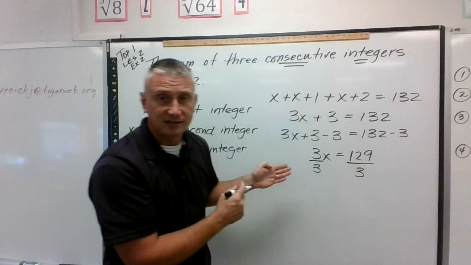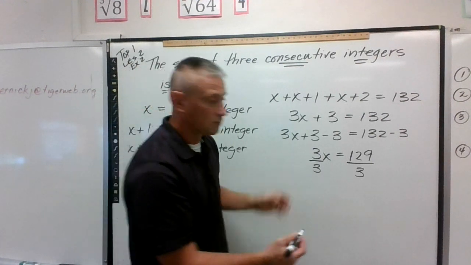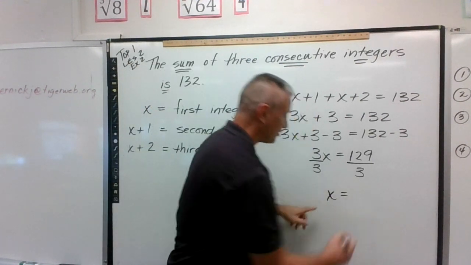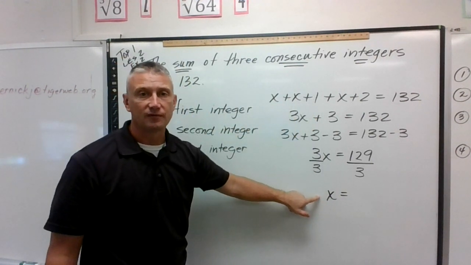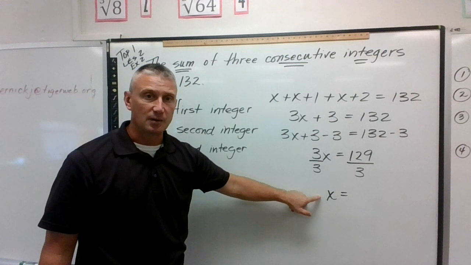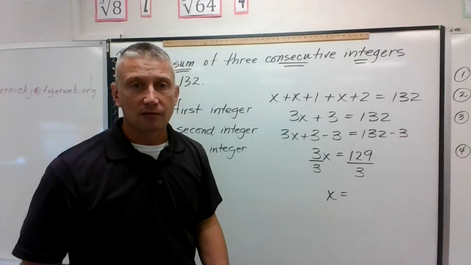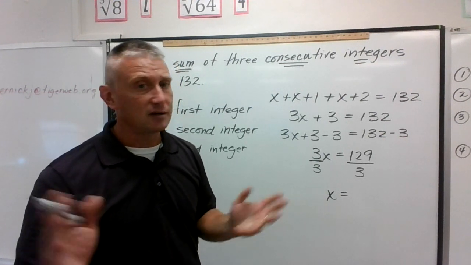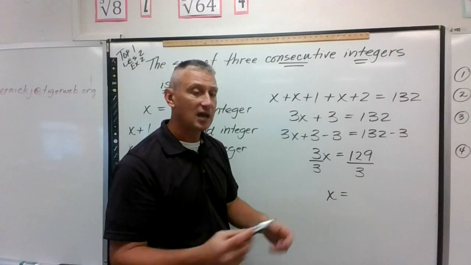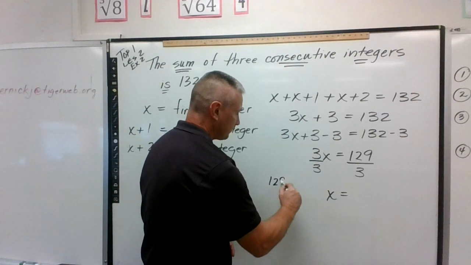So this is nice and simple. 3 divided by 3 is 1. So I get 1x. Notice I don't write my 1 because that's part of invisible math. It's part of us just being more simple in math. But if I do 129 divided by 3, some people may be able to do that in your head. You go right ahead and do that. That's okay. If you can't, this is how you solve that.